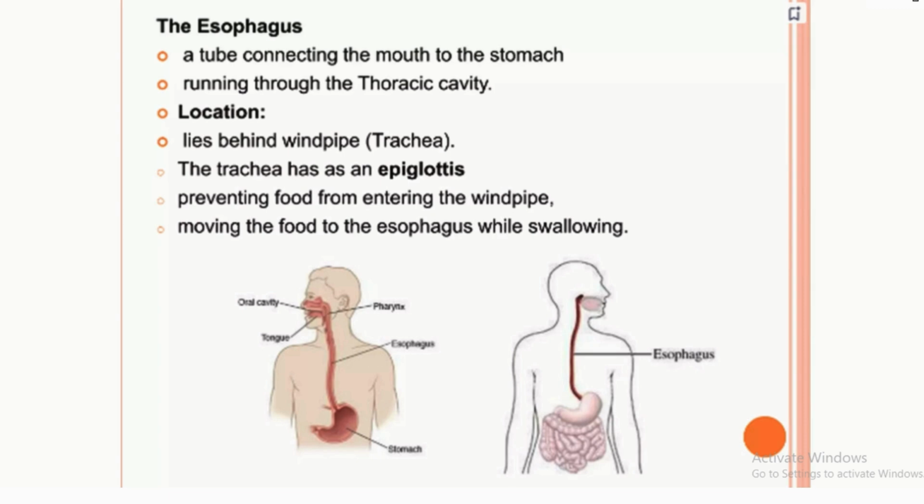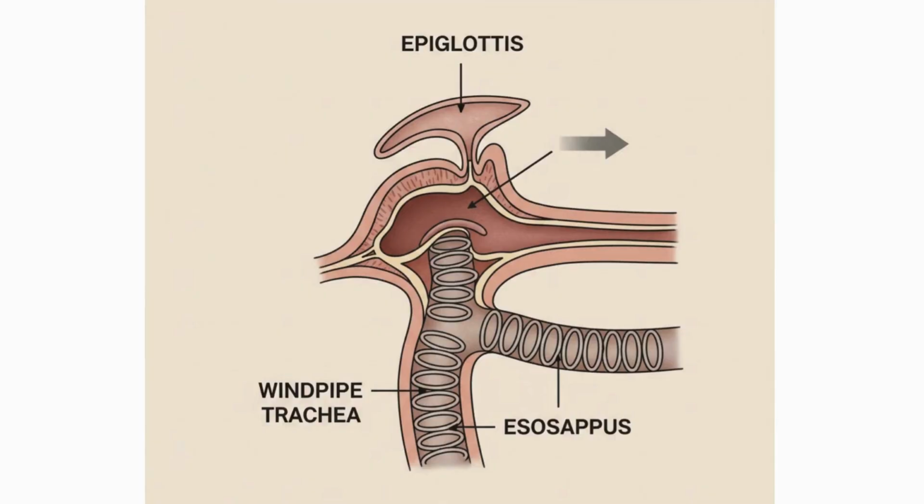So the trachea has an epiglottis. For example, the trachea surface contains a part which we call the epiglottis. So what is the function of the epiglottis? It prevents food from entering the windpipe, right, and moves the food to the esophagus while swallowing. When we swallow, it helps in the movement of the food toward the esophagus and not toward the windpipe. So this is the general diagram of the epiglottis, which prevents the food from entering into the windpipe, and now the food will enter toward the esophagus tube.